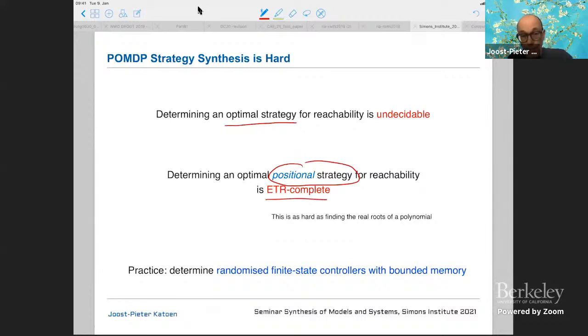This is ETR-complete, where the complexity class ETR is between NP and PSPACE. And this is, intuitively speaking, as hard as finding the real roots of a polynomial. So what we want to do is actually solve this hard problem. And in practice, what you consider is finite-state controllers with a finite amount of memory, and these can also be randomized.